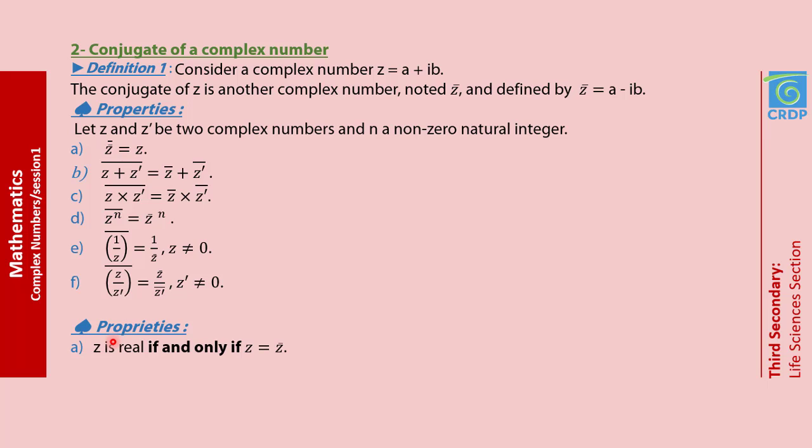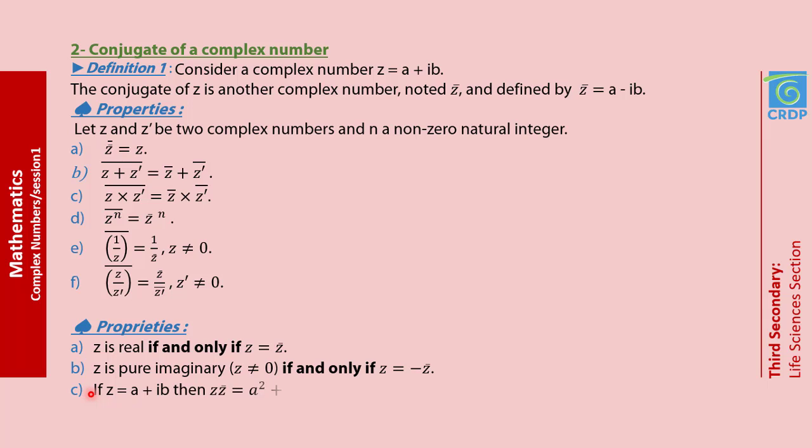Some properties also: z is a real number if and only if z equal to z bar. z is a pure imaginary, and it must be different from 0, if and only if z equal to minus z bar. If z equal a plus ib, then z times z bar equal a squared plus b squared.